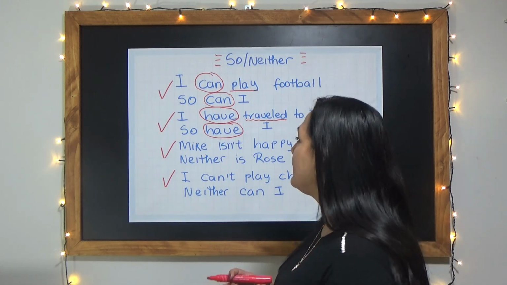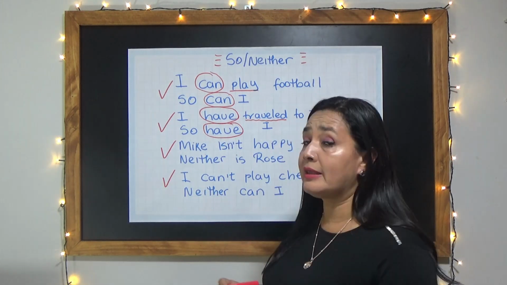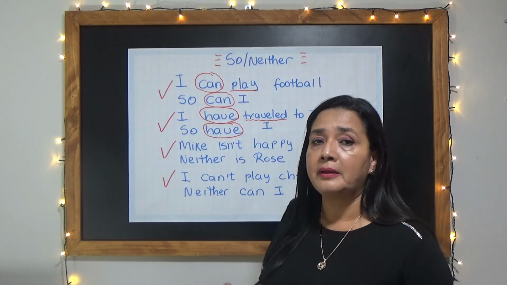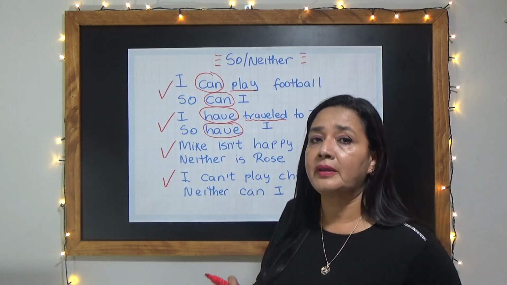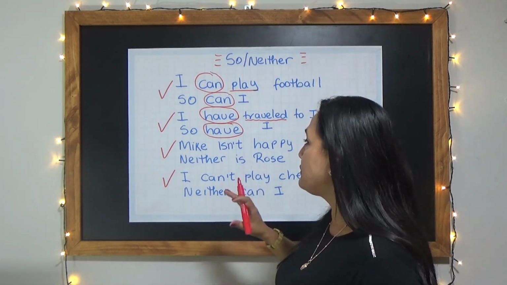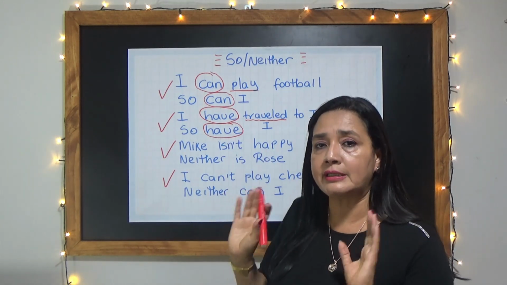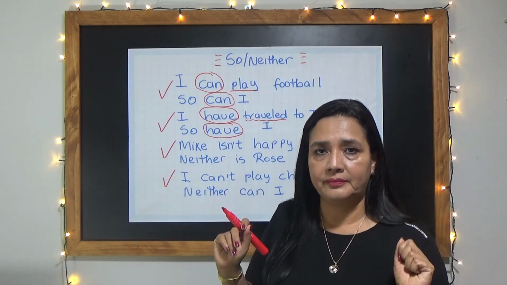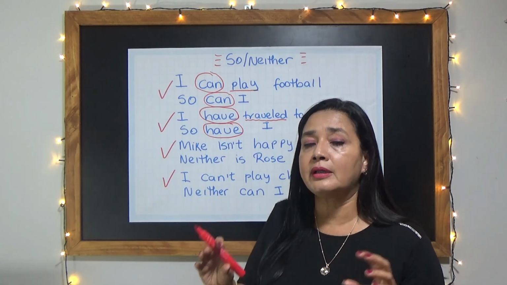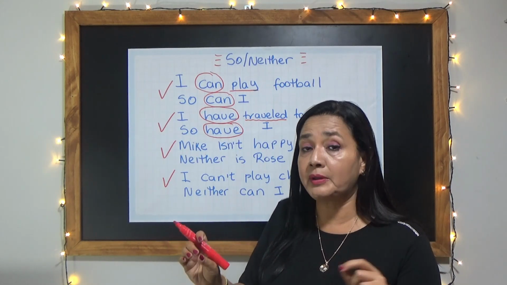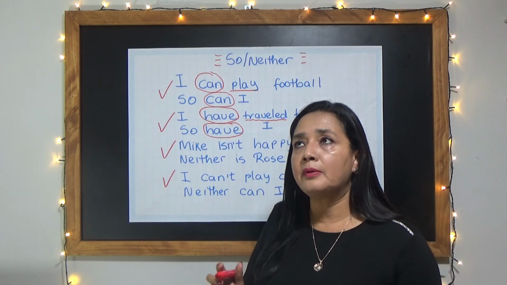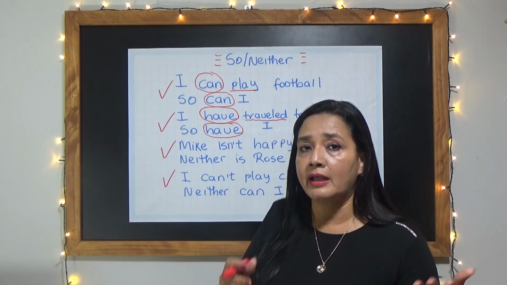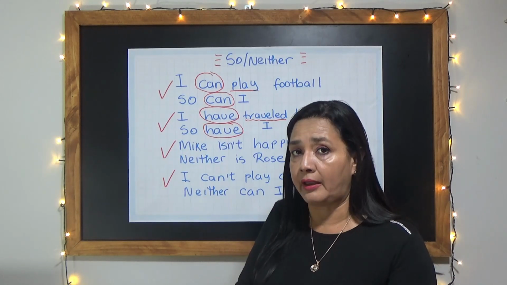Okay? If we are talking about the past tense, we also need to change the verb. To talk about the past, we have to change the verb into did. For example, yesterday I watched a soap opera. If you did the same thing, you can say, so did I. Okay? Another example, I ate a banana yesterday. If you ate a banana yesterday, you can say, so did I.